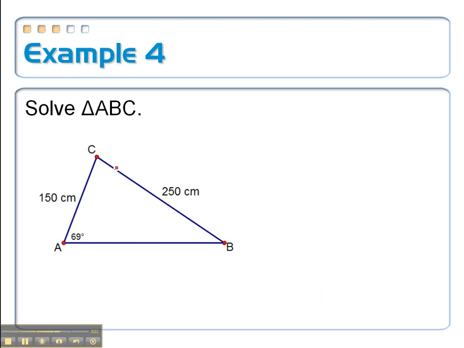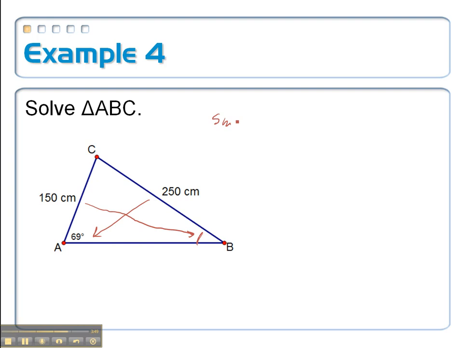So I'm trying to solve triangle ABC. Solving it means to find all the angles and all the sides. And you might ask yourself, well, which one of these should I find first? The answer is that if I go straight across from 150, it's angle B that I need to find first because I already have angle A. I'm looking for an angle, so I'm going to keep it on top.